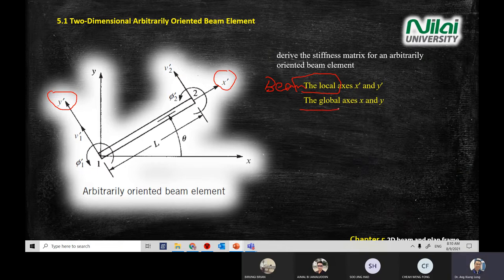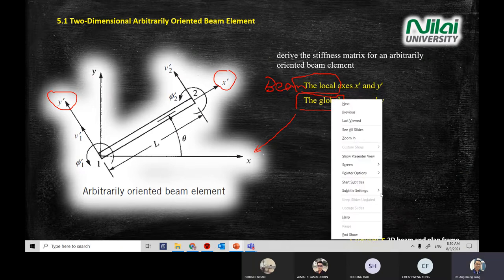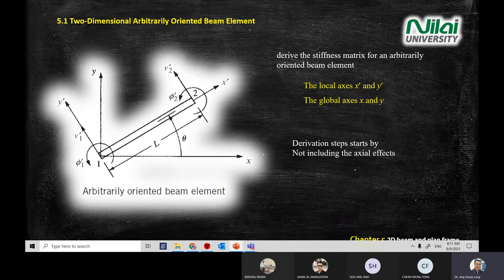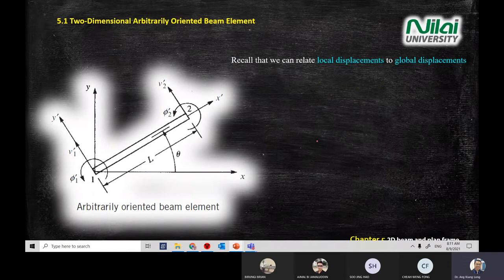Another word that we'll keep repeating is global axis. Global axis means the reference axes X and Y. I'm going to show you a little bit of derivation steps. You can go back to these slides later. I'll go a little bit fast for the derivation steps. What is important is how you apply the equation. Now, this is a recall of what we learned previously when we converted from local to global.